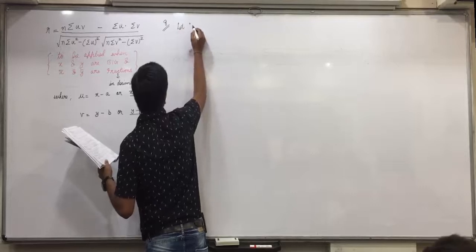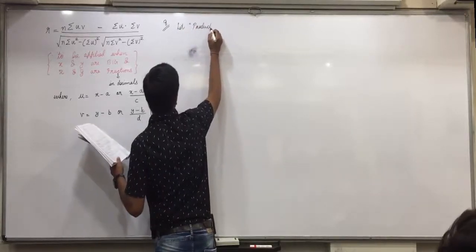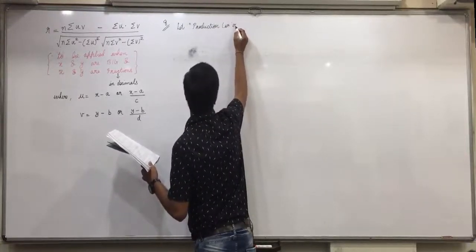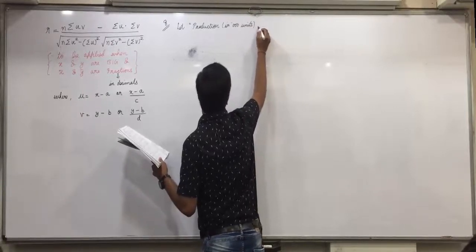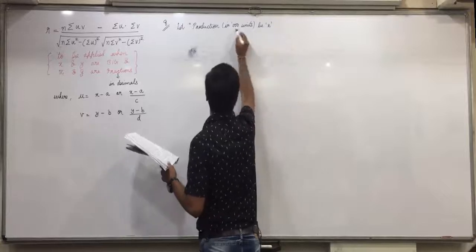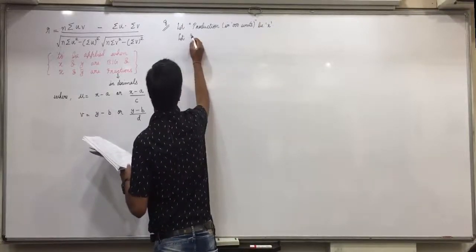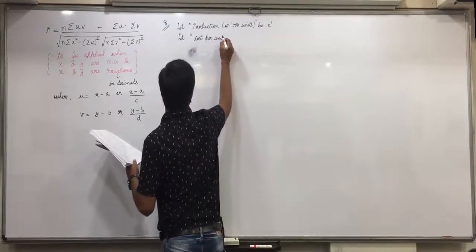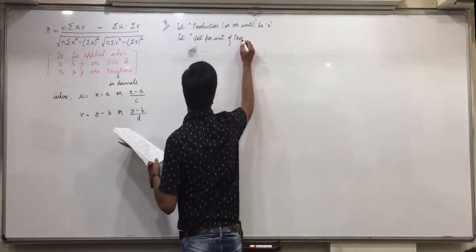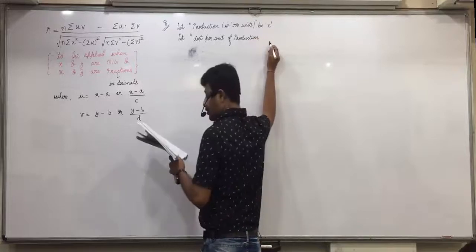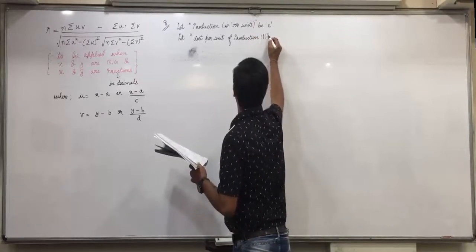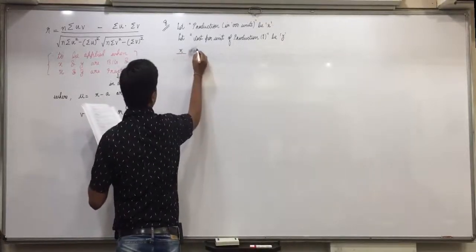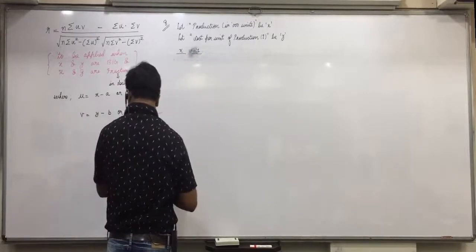Let production in 1000 units be X, and let cost per unit of production in rupees be Y. First, we will write the values of X and Y and obtain X bar and Y bar.